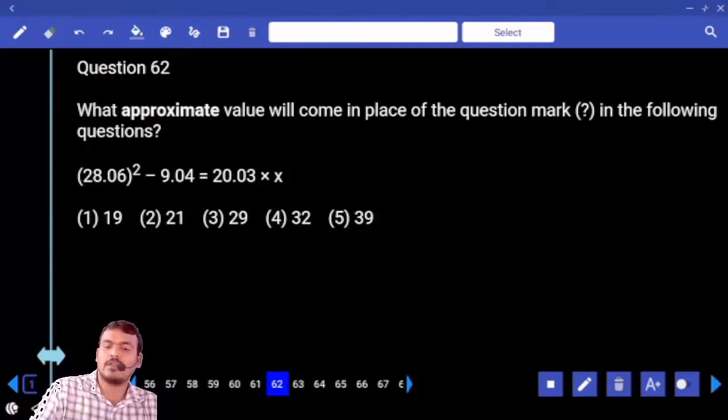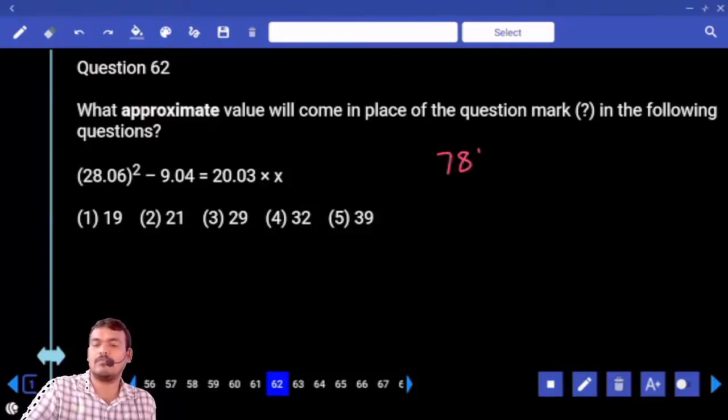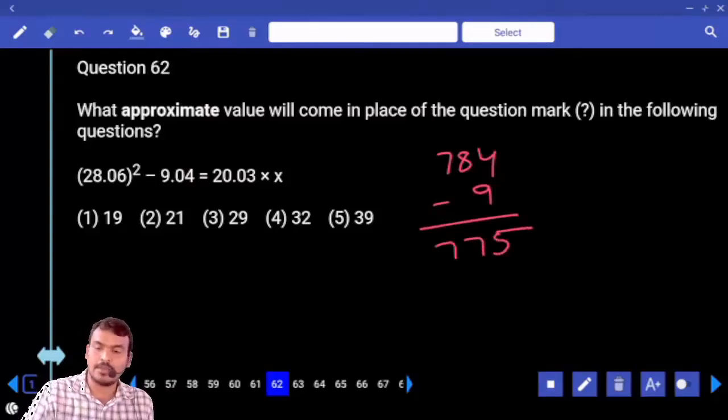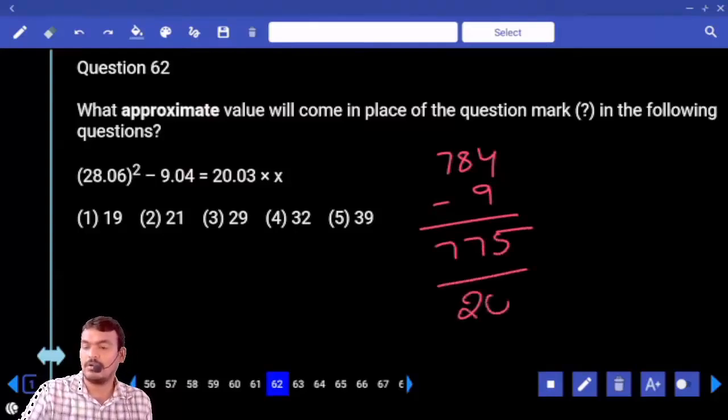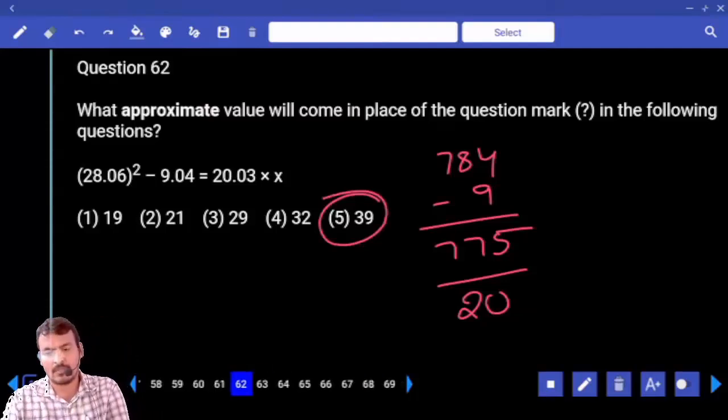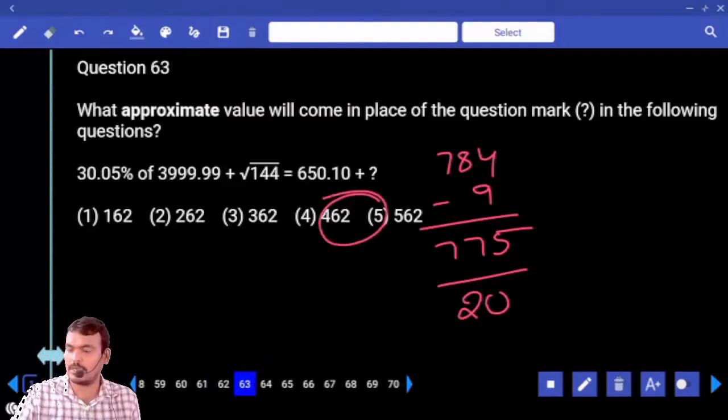Next 62. What is 28 square? 784. Out of this one, how much value are we subtracting? 9. What is the remaining value? 775. It is divided by which one? 20, or not? Okay. 20 times 40 is how much? 800. Definitely it will be less than 40 times, or not? What is the nearby value? 39.